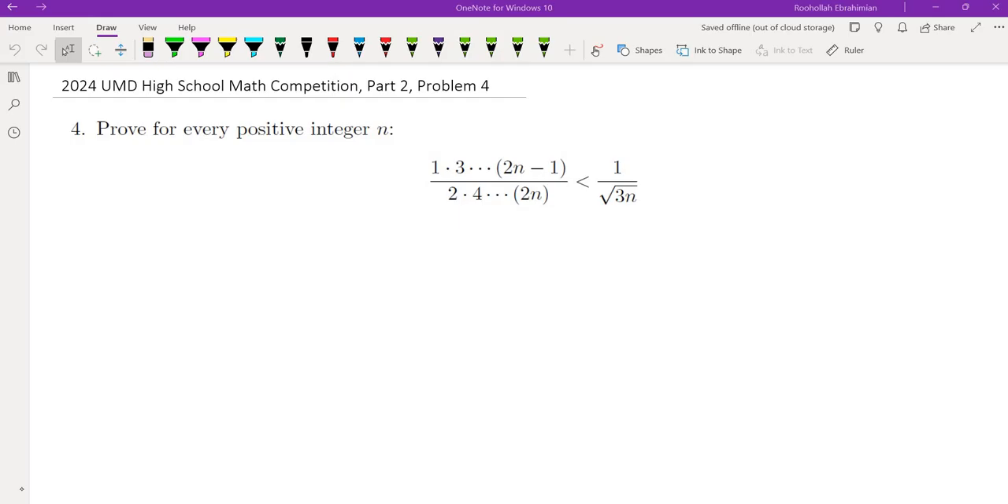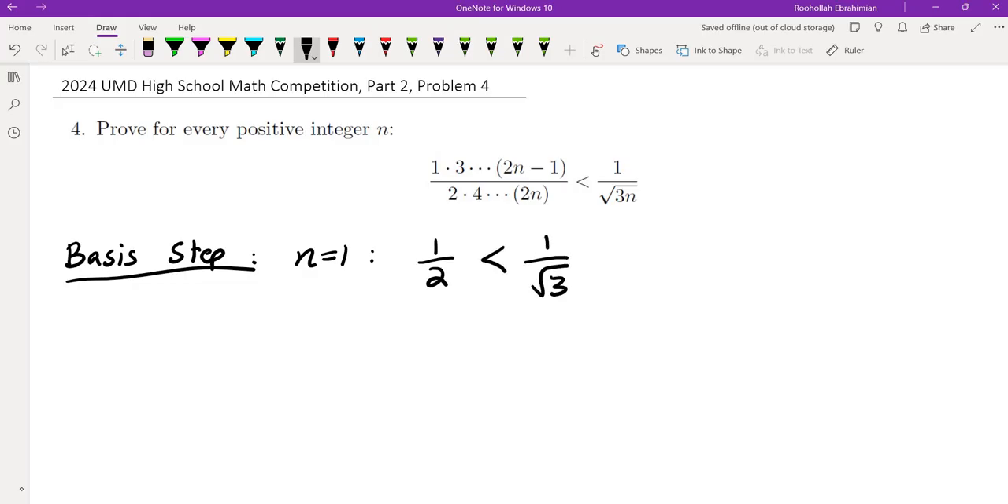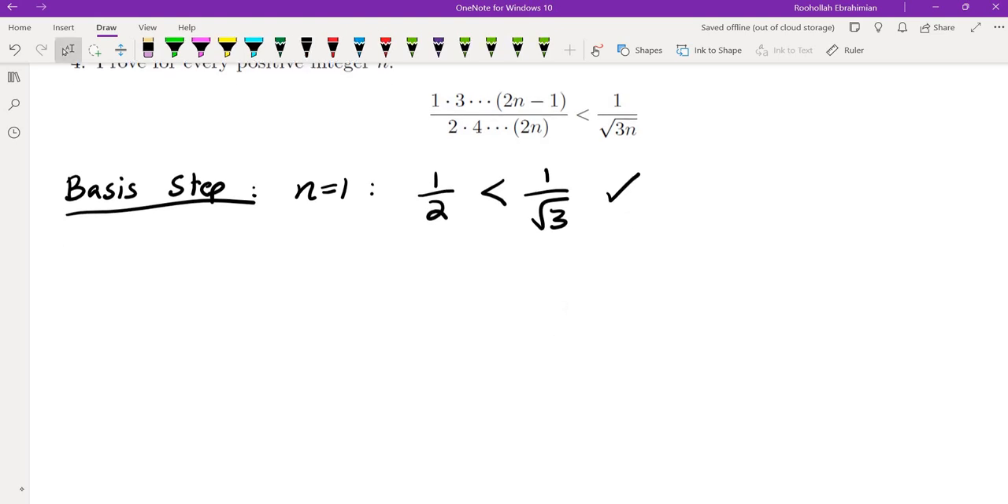So what do we do for induction? We'll start with the basis step. The basis step would be n equals 1, and naturally we would be able to prove that. So 1/2 is less than 1 over root 3, which is true because 2 is more than root 3.